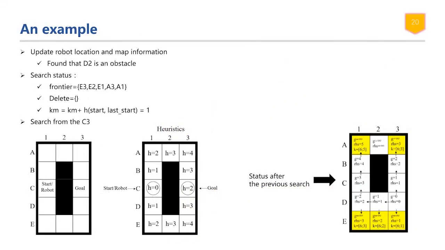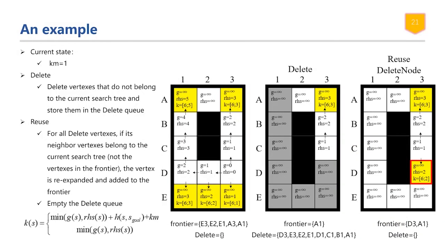Update the robot location and map information. The goal moves to C3 and the robot moves to C1. In this process, we need to cut the search tree and keep the search subtree with C3 as the root vertex. For all deleted vertices, if their neighbor vertices belong to the current search tree, not the vertices in the frontier, the vertex is re-expanded and added to the frontier.